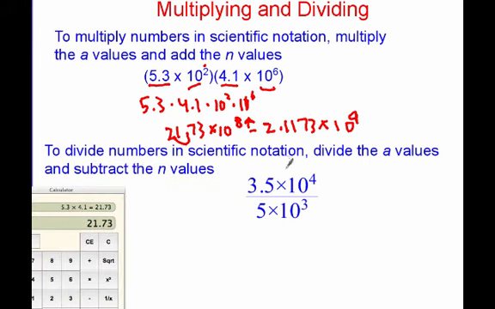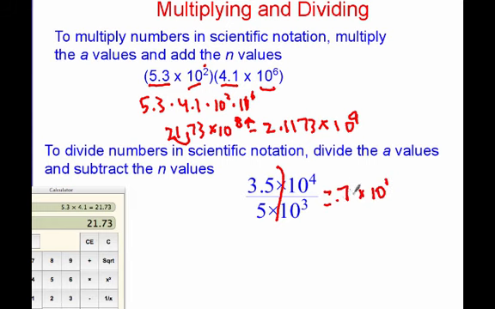Similarly, to divide numbers in scientific notation, I divide the a values and subtract the n's. So, for example, I can split this problem up into 3.5 divided by 5 and 10 to the 4th divided by 10 to the 3rd. Well, 3.5 divided by 5, that's 0.7. 10 to the 4th divided by 10 to the 3rd, 4 minus 3 is 1. So that's just times 10 to the 1.